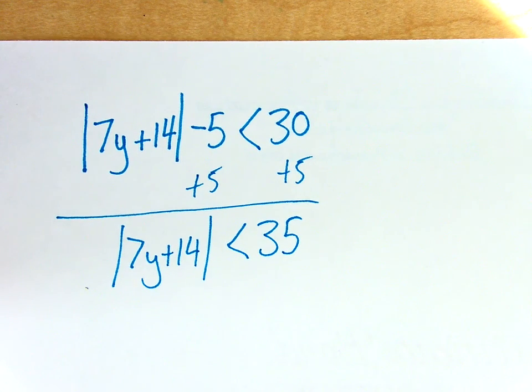If you do not do step 1, and there is a step 1 to be done, you're going to get every single question wrong. Don't fall into that trap. Please make sure your absolute value is alone before you do anything else. Now I'm ready for step 2.